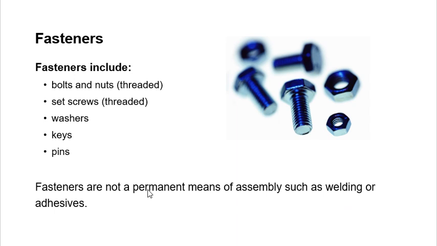Okay, so there are many ways of joining. So joining methods, one of the methods is to use the fasteners. And of course, welding is another type of joining method, and adhesive is the other type of joining method between the two parts. And depending on the product, you're going to choose the appropriate joining method to join the parts.